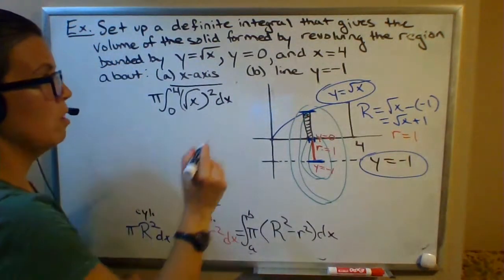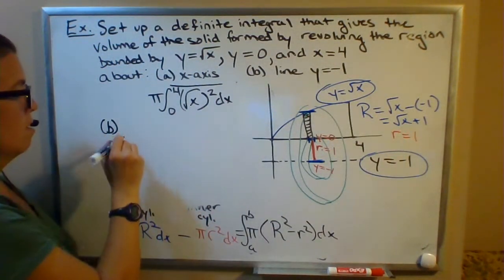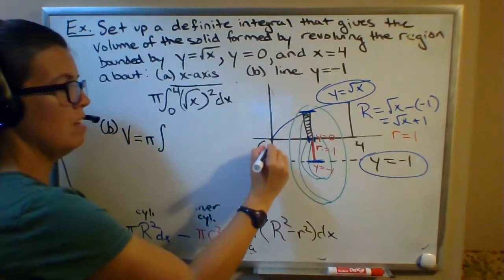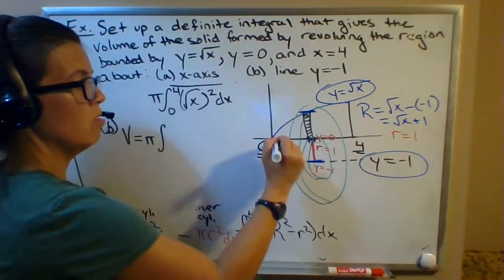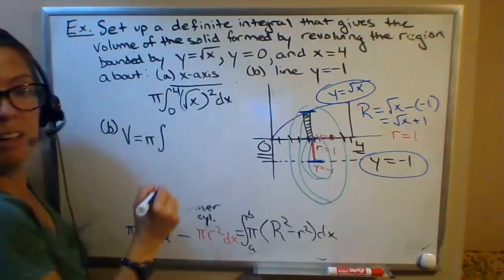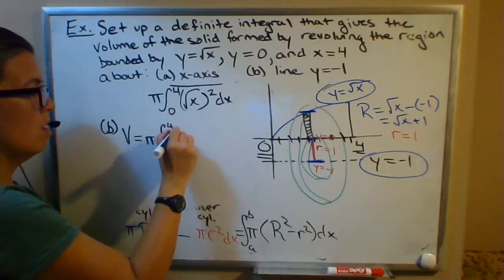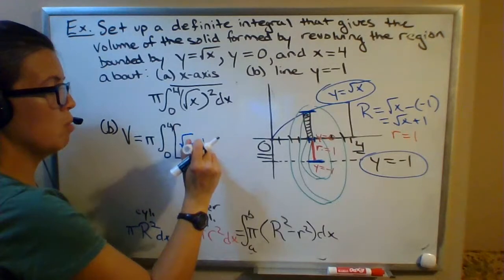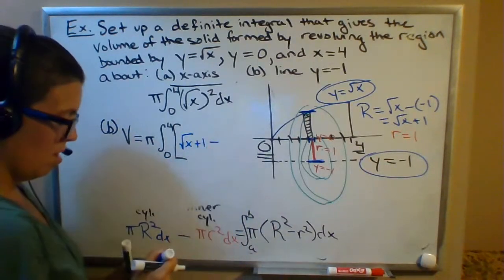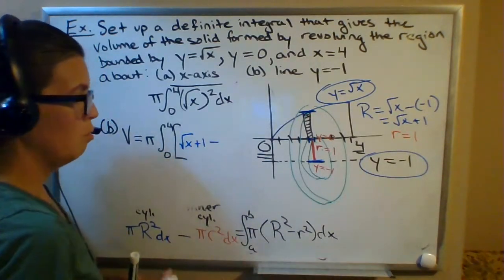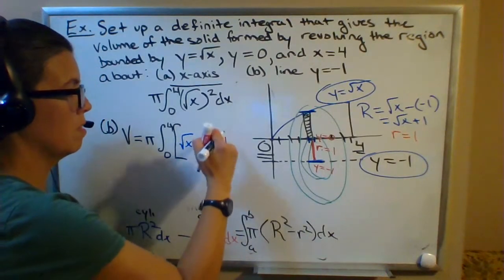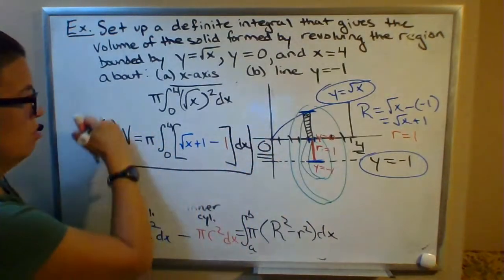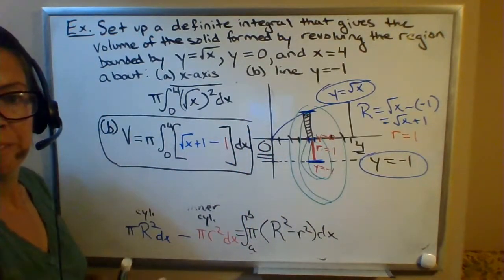And so using the washer method to answer part B, the volume is equal to pi times, again, the integral as x goes from 0 to 4. That's where all of our rectangles are going to lie, with x between 0 and 4, of outer radius, which is the square root of x plus 1, minus the inner radius, which is just that constant 1. All integrated with respect to x. So here's your answer to part B.